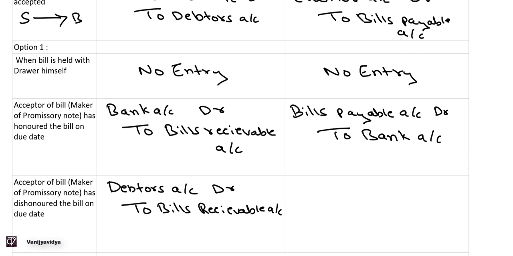Now there might be some noting charges which are paid by the drawer, and subsequently they will be recoverable from the acceptor. So we have paid those noting charges which are recoverable from the debtor, so to bank account. So your total debtors account will have your amount due on that particular bills receivable plus noting charges. So this is for noting charges which are paid on behalf of the debtor.